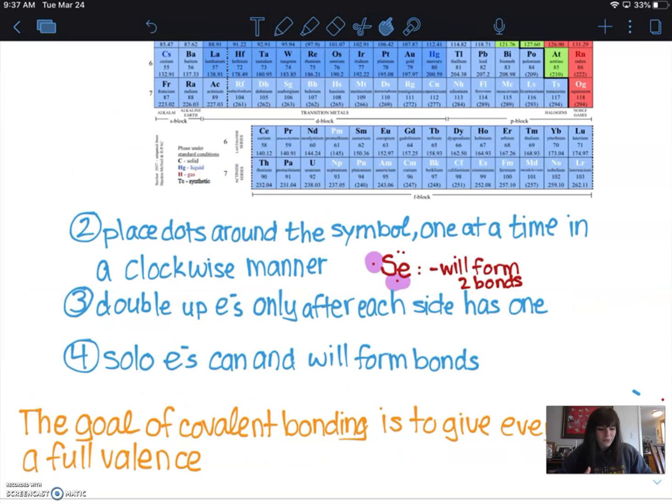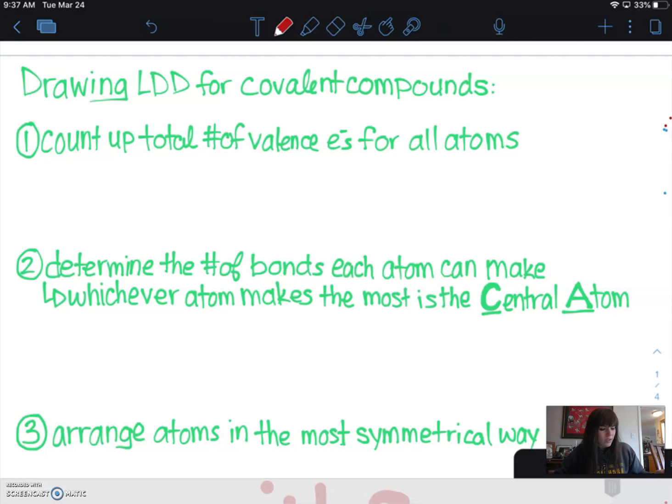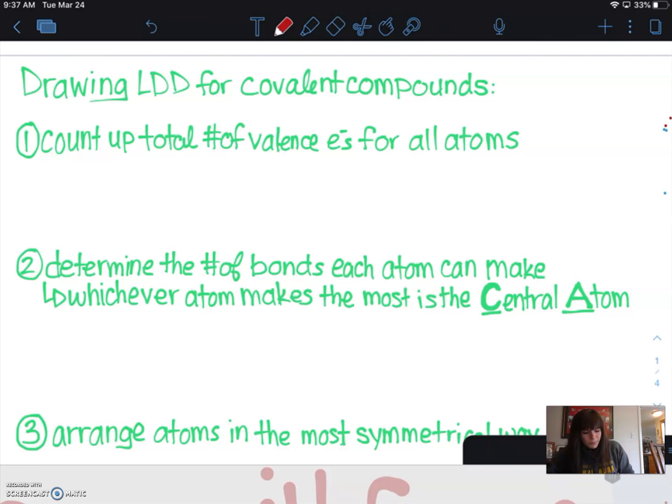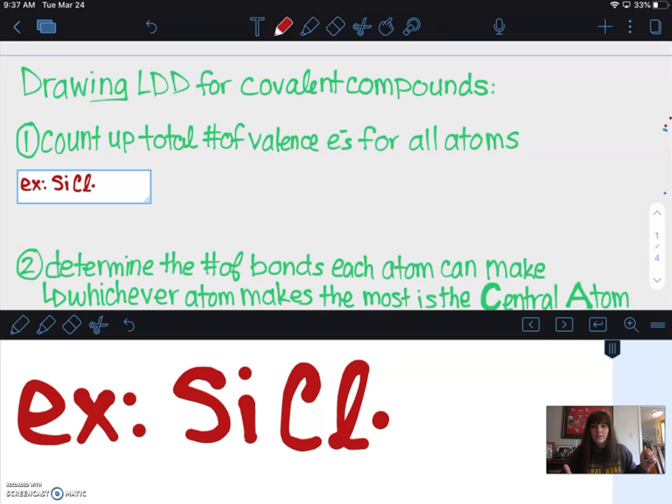Our goal now is to put all of that knowledge into drawing Lewis dot diagrams for covalent compounds. I'm going to walk through these steps while giving an example as well. The compound that I'm first going to choose is silicon tetrachloride, SiCl4. First things first, we count up the total number of valence electrons for the atoms.